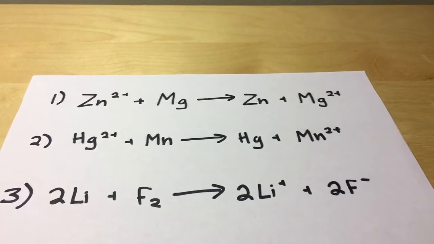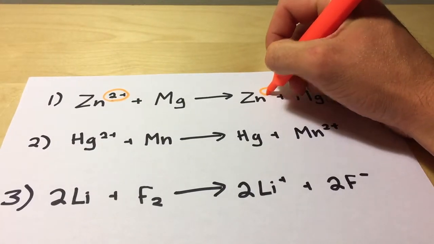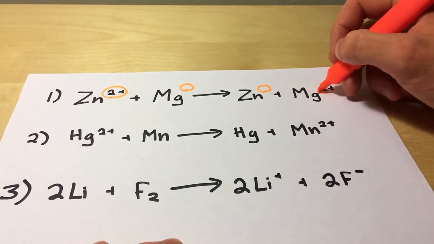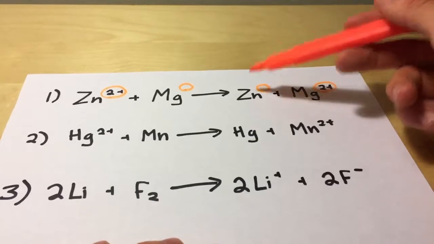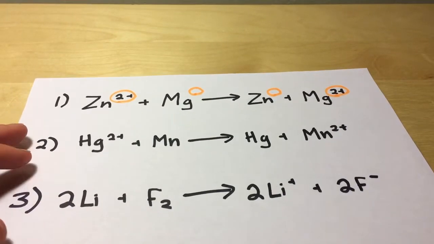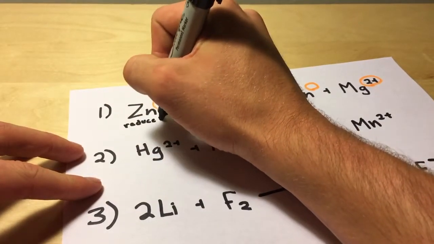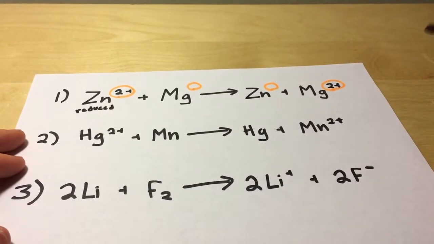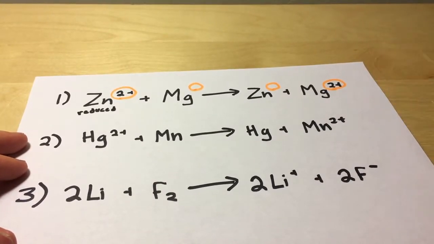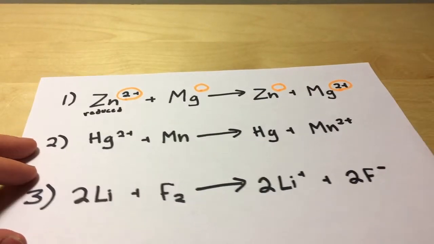So let's take a look at number 1 here. We see that zinc has a charge of 2+ to start and has a neutral charge. And then Mg, neutral, ends with 2+. So zinc is becoming more negative. And becoming more negative, we know that zinc is being reduced. Mg starts off with a charge that's neutral and ends with a 2+ charge. So we know from Leo the lion says grr that loss of electrons is oxidation. So it's losing electrons, becoming more positively charged, so it is oxidized.